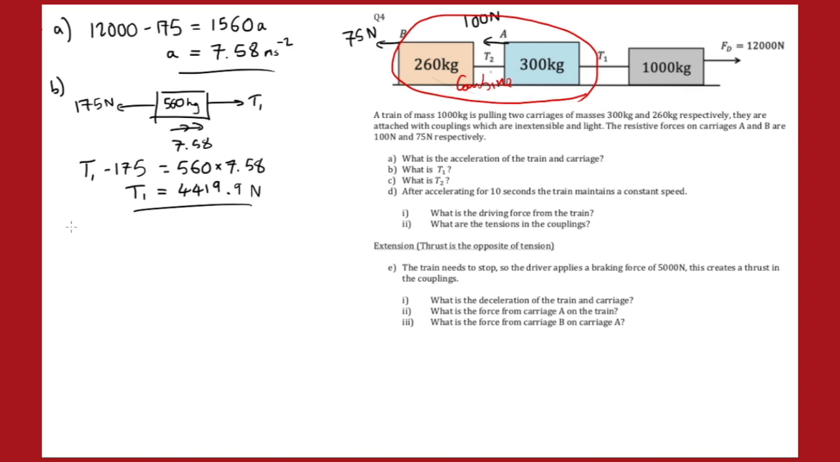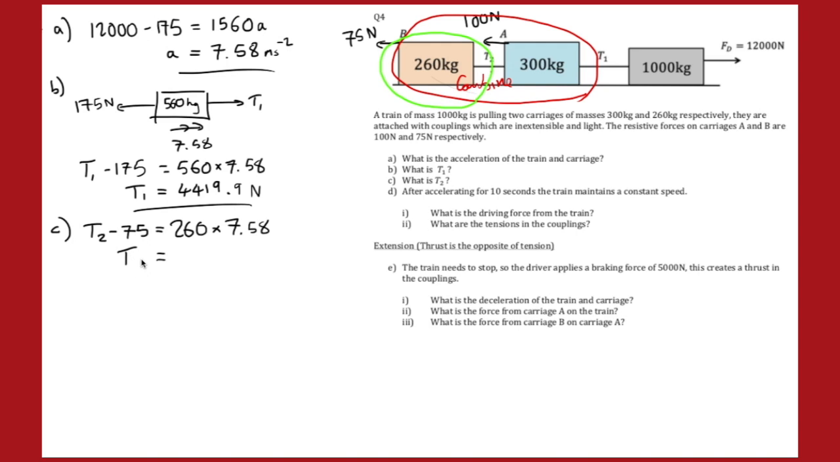Okay. For T2, sorry if this diagram gets a bit messy, we're actually just going to look at what's in this green circle. So we're just going to look at this last carriage. In this case we have T2 minus the resistance, which is 75 only, and that equals the mass, which is 260, times by 7.58.